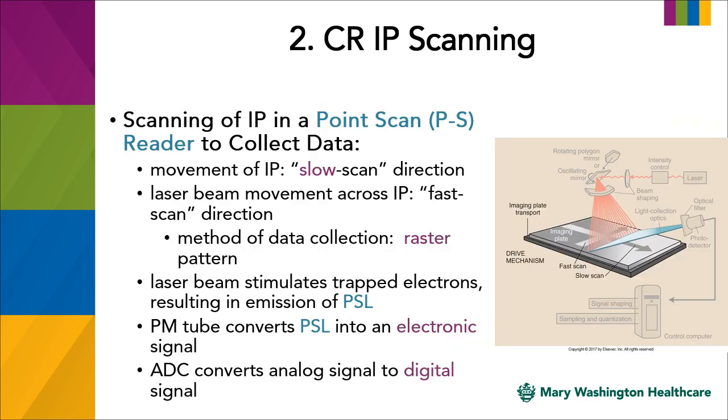Now for a point scan reader to collect data, the movement of the imaging plate is going to be slow. Movement across the imaging plate, meaning the raster pattern going from left to right at the top of the page, is going to be fast. And the laser beam is going to stimulate trapped electrons, resulting in the emission of the PSL. A photomultiplier tube is going to convert the PSL into an electronic signal, and the ADC converts the analog to digital signal.